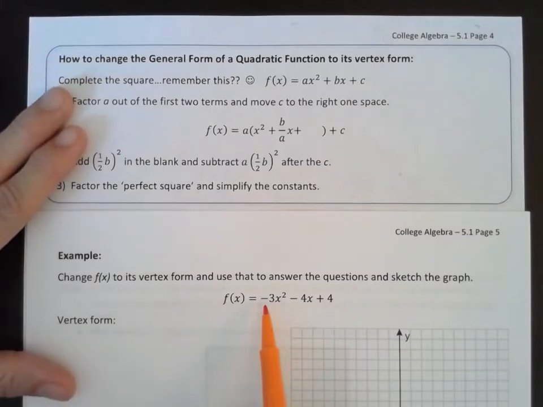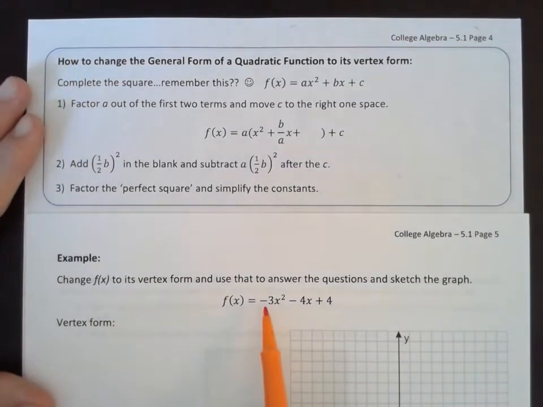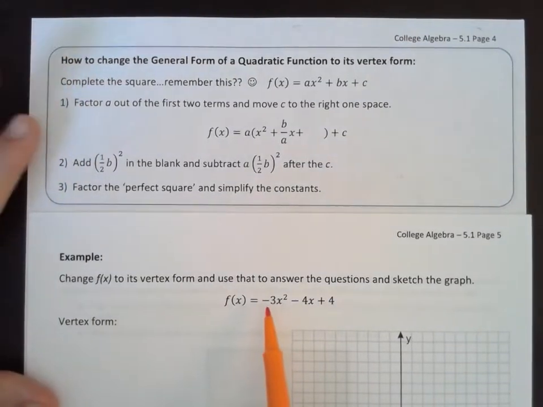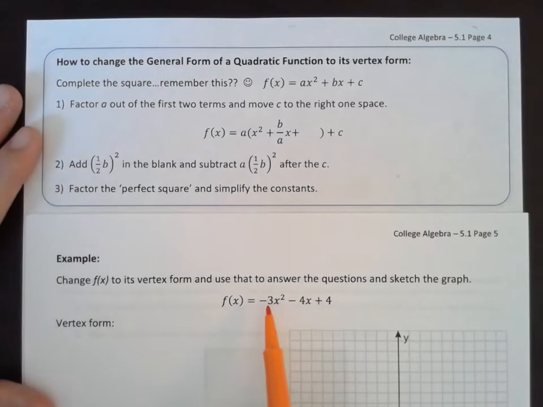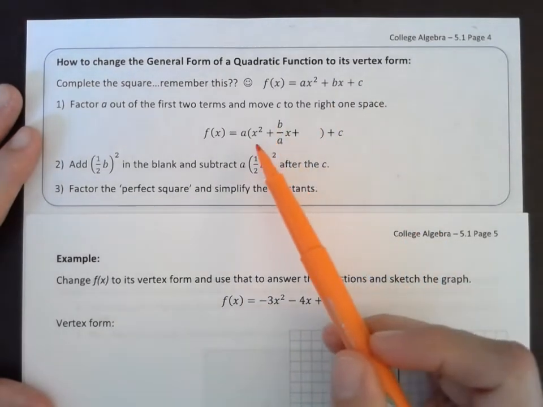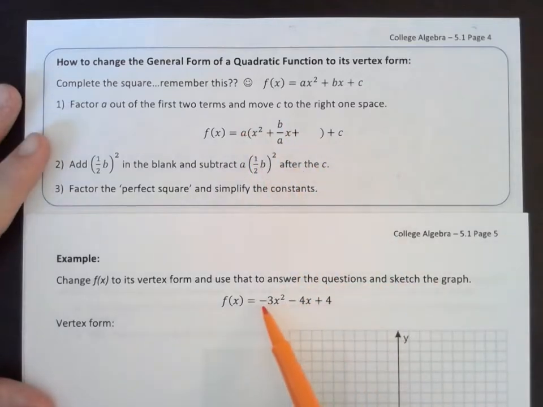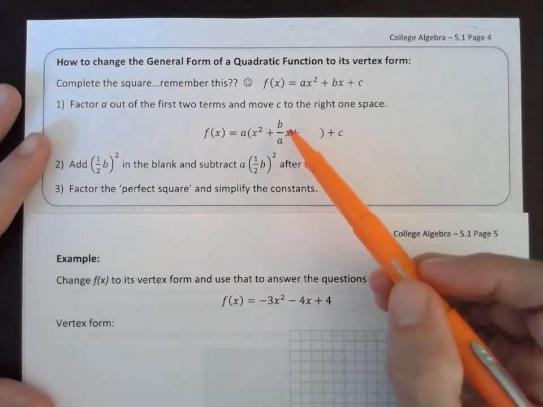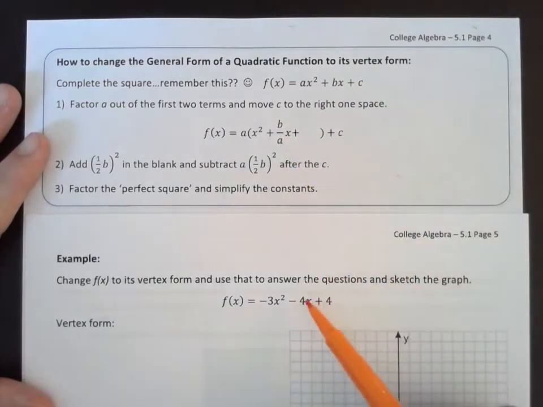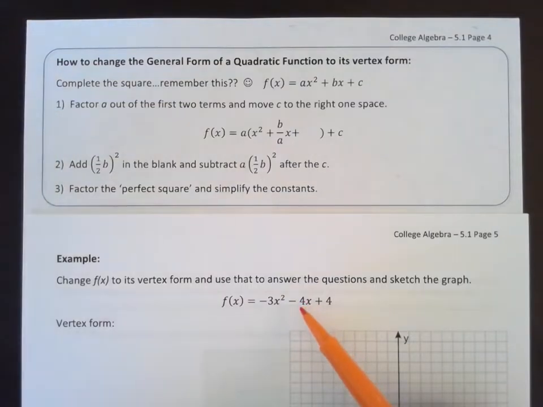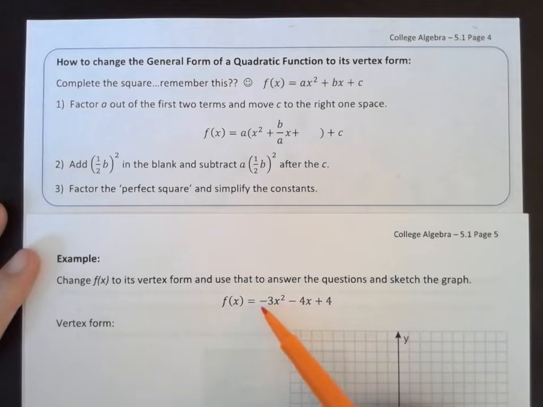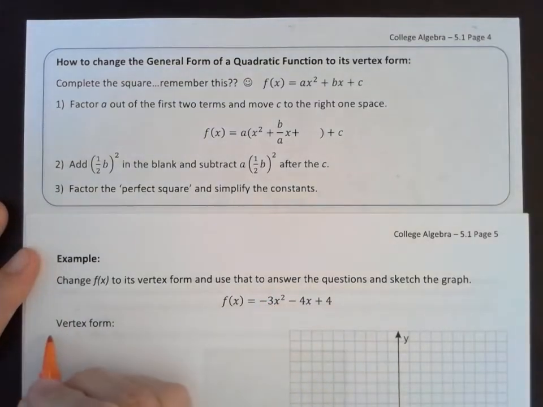So I put up here what was on the previous page to give us the steps for changing general form to vertex form. Notice how we need to factor out a. A is not 1, so we must factor that out. And up here we have b divided by a. That's what happens when you factor this number out of this term. So even though it's not a like term, you must always factor out a. Let me show you what that looks like.